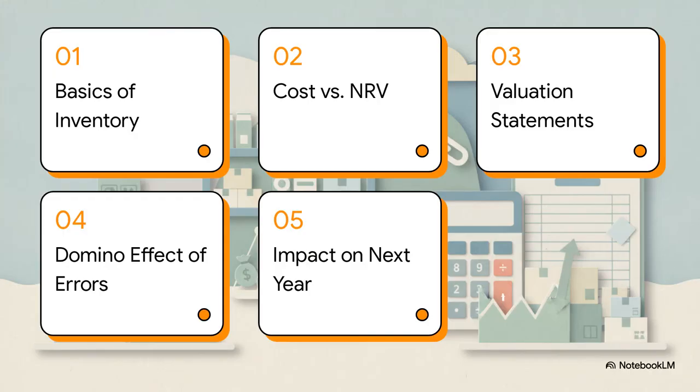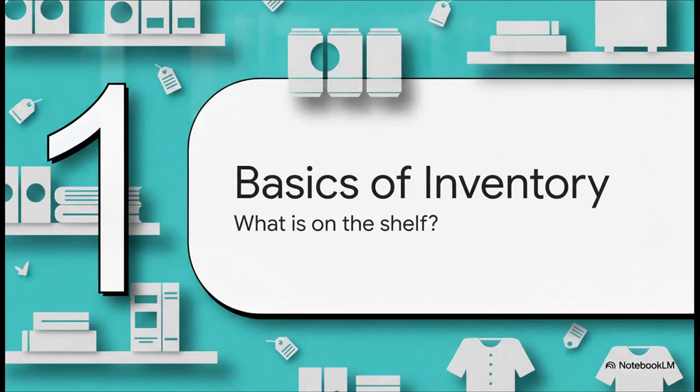So, here's our roadmap for today. We're going to cover the basics of inventory, cost versus net realizable value, creating valuation statements, the domino effect of errors, and finally, the impact on next year. Let's get into it. Section 1. The basics of inventory. What exactly is on the shelf?